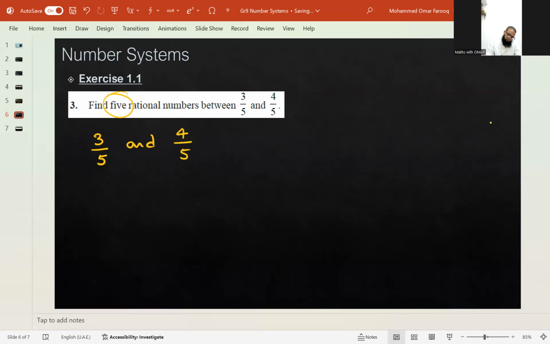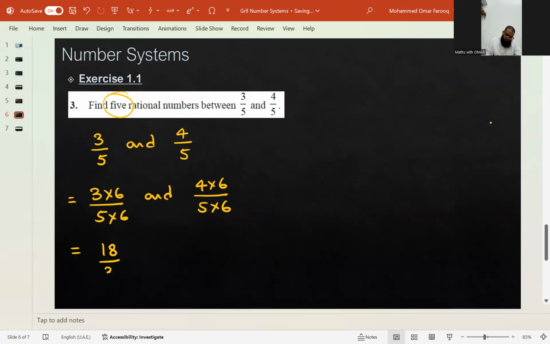So that is equal to 3 into 6 by 5 into 6, and 4 into 6 divided by 5 into 6. Okay, that is equal to 18 divided by 30, and 24 divided by 30. So now, how many numbers do you have in between?